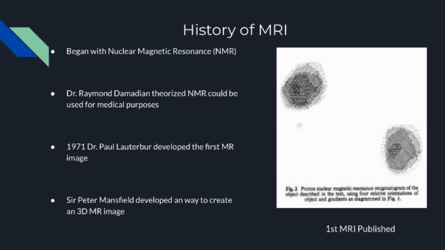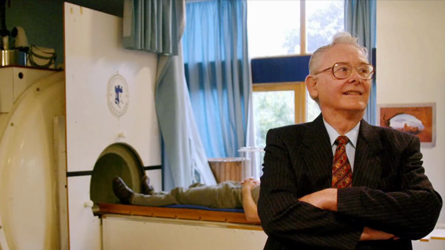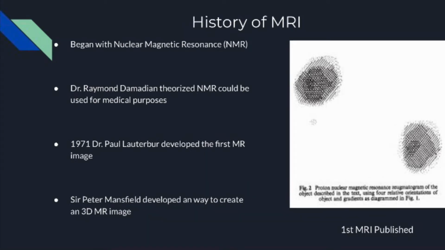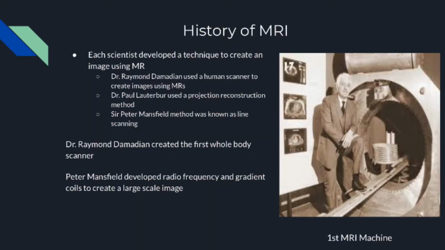Meanwhile, Sir Peter Mansfield developed a way to create a 3D image of the MR. When Mansfield was studying chemical shifts in entropy, he noticed that when he added a magnetic field gradient, he could see the structures of the chemicals, which is why he was also able to develop the 3D MR image like Dr. Paul.